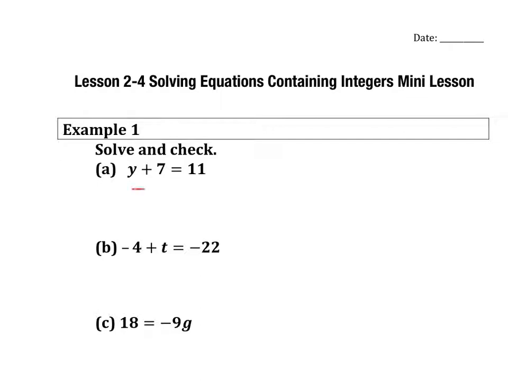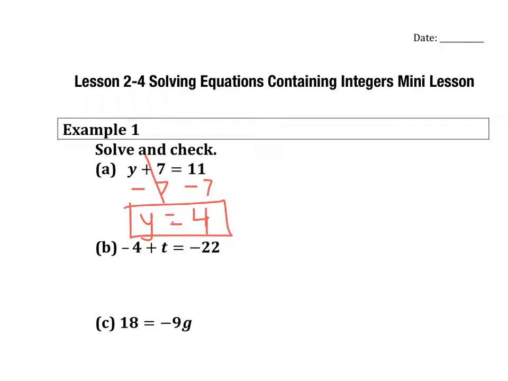So we'll subtract 7. Whatever we do to one side of the equation, we must also do to the other. That's what keeps it balanced. This will then isolate our variable, and when we subtract 11 minus 7, we get an answer of 4. So our final answer is y equals 4.